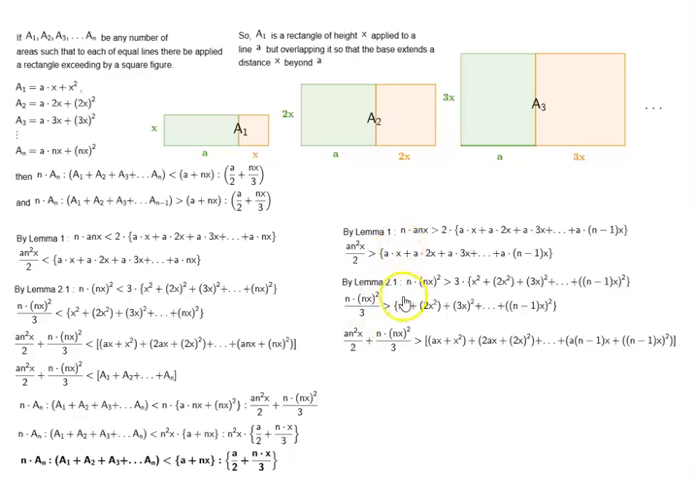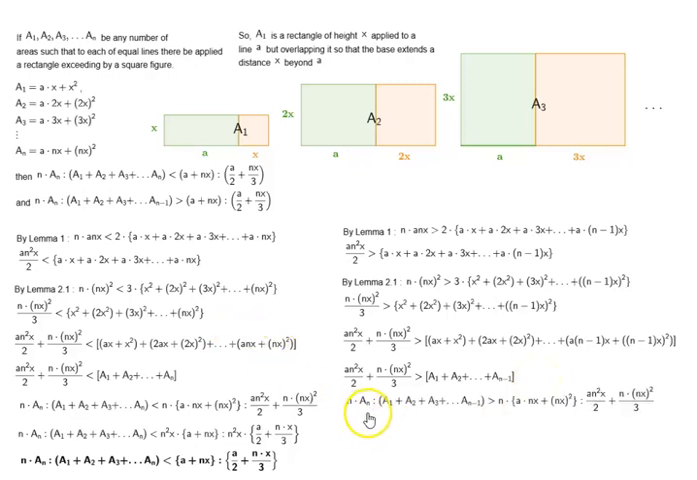Adding up both these, we have an square x by 2 plus n times nx square by 3 is greater than ax plus x square plus 2ax plus 2x square plus dot dot dot a times n minus 1 x plus n minus 1 x square. Now, this is nothing but the sum of the areas except the last one. So we have an square x by 2 plus n times nx square by 3 is greater than the sum of all the areas except the last one.